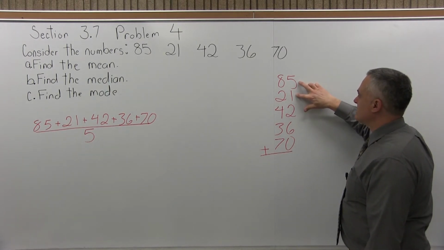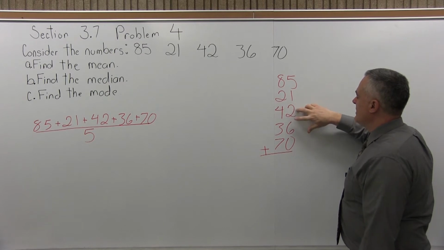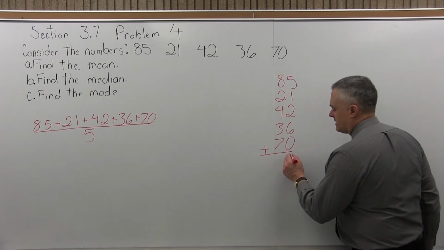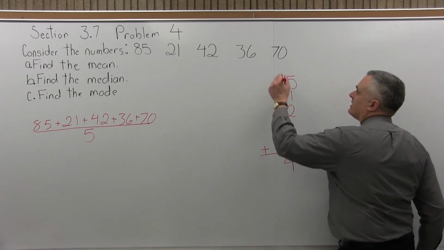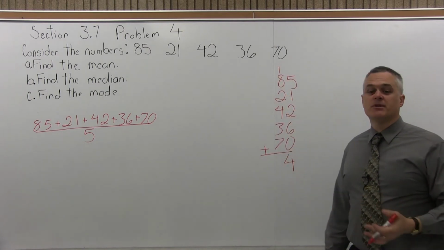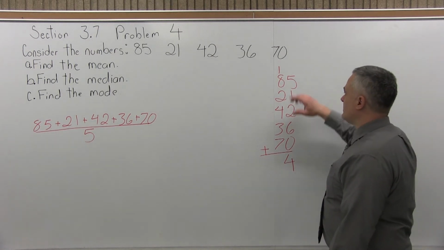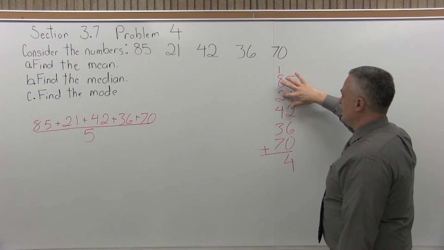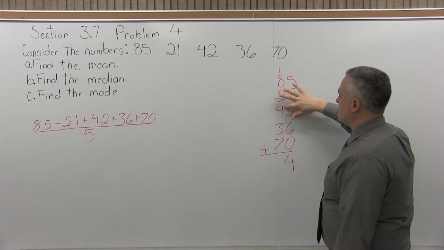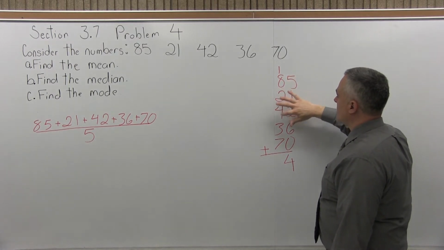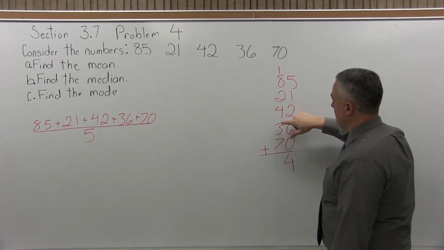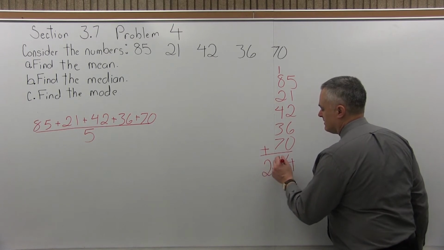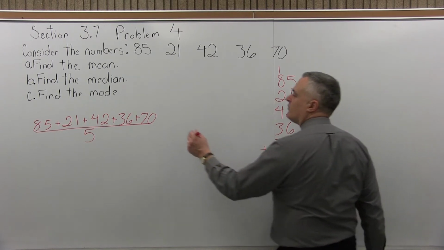5 plus 1 is 6. 6 plus 2 is 8. 8 plus 6 is 14. 14 plus 0 is 14. So 14, I'll write the 4 from the 14, take the 1 from the 14, carry it to the top of the next column, and add that column of digits. 1 plus 8 is 9. 9 plus 2 is 11. 11 plus 4 is 15. 15 plus 3 is 18. 18 plus 7 is 25. So I have a total of 254.